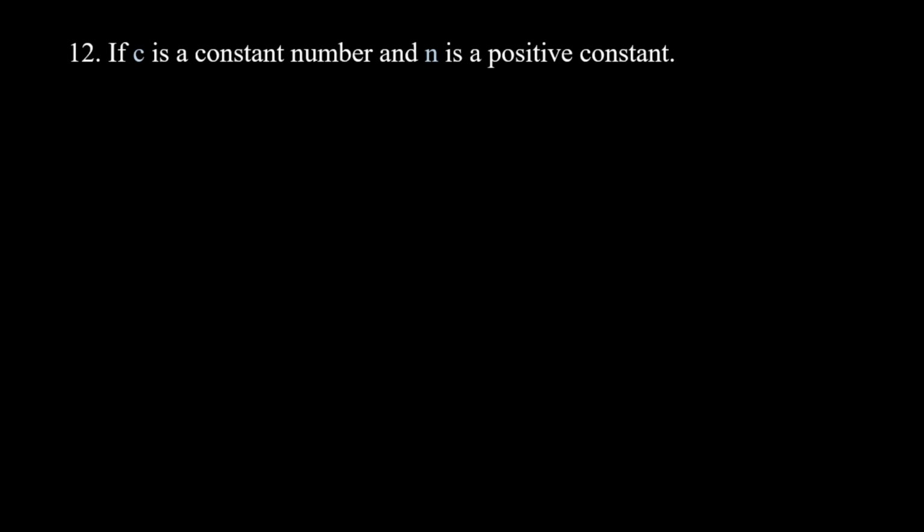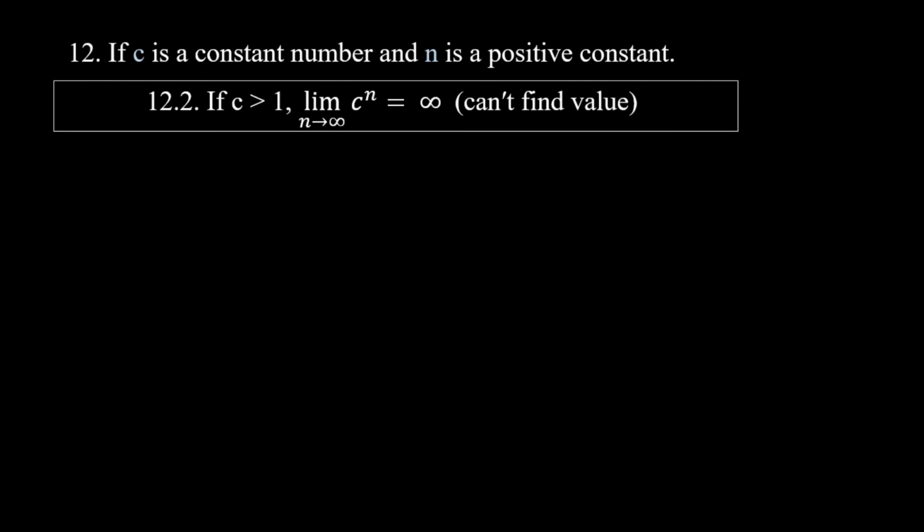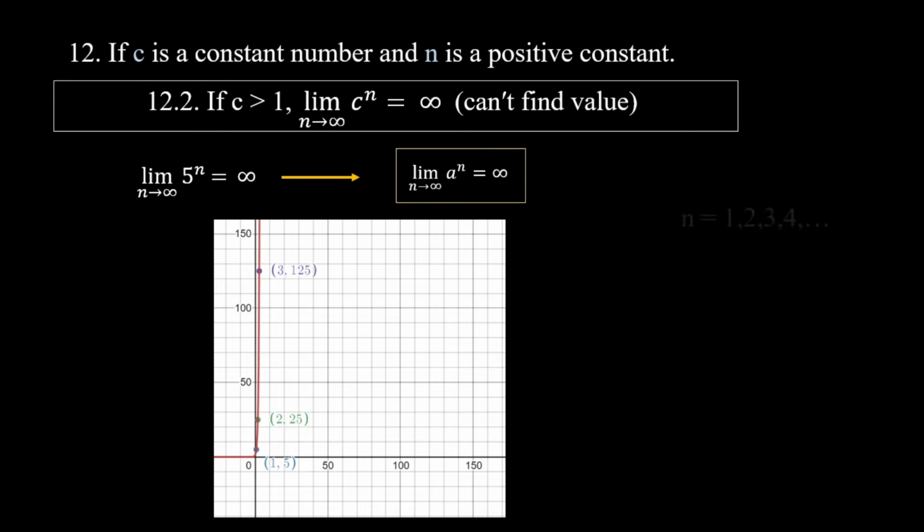But what about if c is greater than 1 and limit of c to the n as n approaches infinity? You will get infinity, or you can't find the value. So for example, limit of 5 to the n as n approaches infinity, you will get infinity. So when you plug in the number for n, you will see that the first term is 5, the second term is 5 to the 2, so it's 25, and the third term is 5 to the 3, it's 125, and 5 to the 4, it's 625.